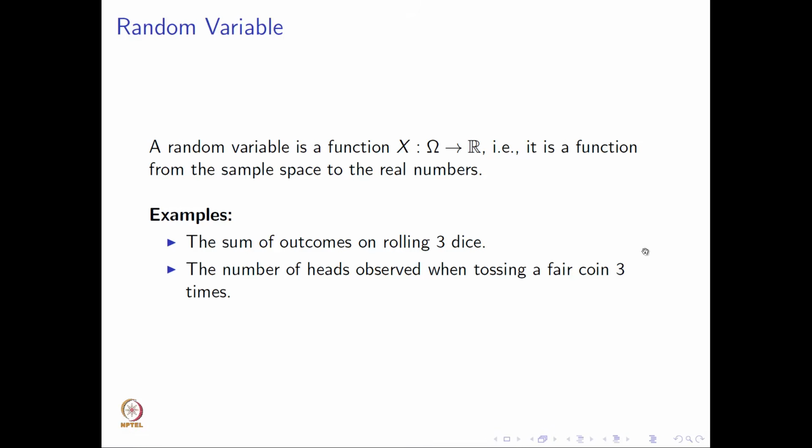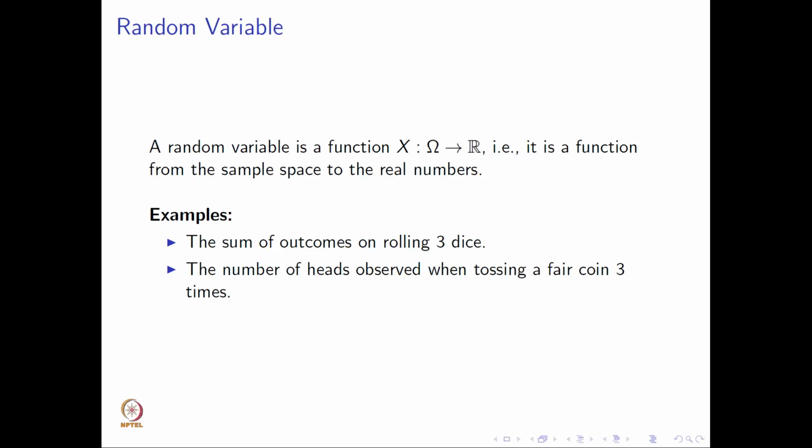Let us consider some examples. Suppose we conduct an experiment in which we roll 3 dice and are interested in the sum of the outcomes. For example, the sum of 5 can be observed if 2 of the dice show up 2 each and the other die shows up as 1. Alternatively, the sum of 5 can also be observed if one die shows up as 3 and the other 2 dice show up 1 each.